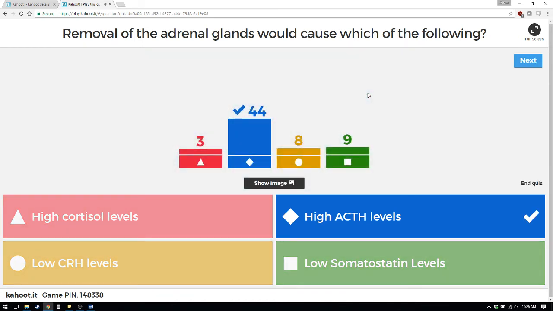High ACTH levels. All right, it's a little bit of a spread there. So why would high cortisol levels not be correct? I need adrenal glands to have cortisol levels, right? So unless I was given it exogenously, the level should be non-existent, okay? How about low CRH levels? Why is that not the case?